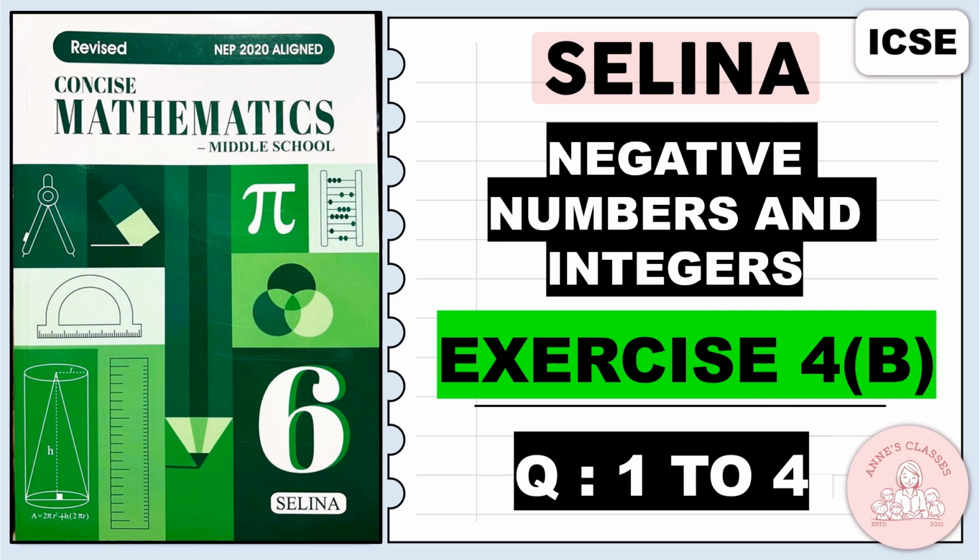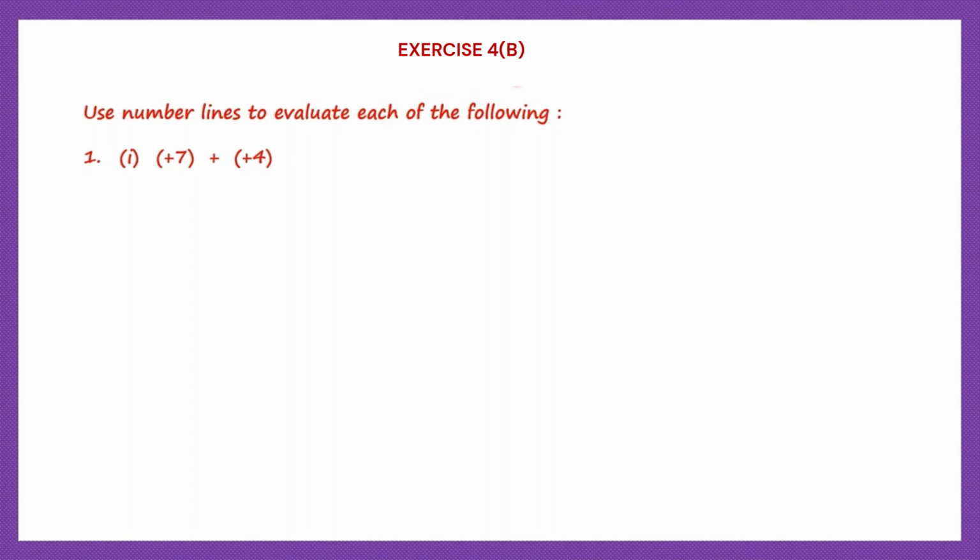Let's do negative numbers and integers. Exercise 4b, questions 1 to 4. So in this exercise, we're going to do operations on integers. That is addition and subtraction of integers using number lines. So let's look at question 1.